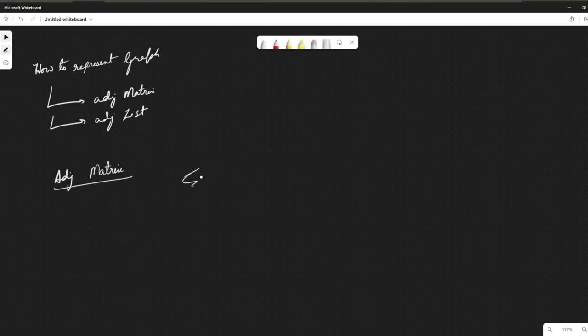So let's talk about adjacency matrix, how to represent a graph in adjacency matrix. So let me first make a graph. Let's say we have one here, two, three, and let's suppose four, five. These two nodes are connected, these two nodes are connected. Okay. So this is my graph. So how to represent this graph in adjacency matrix?